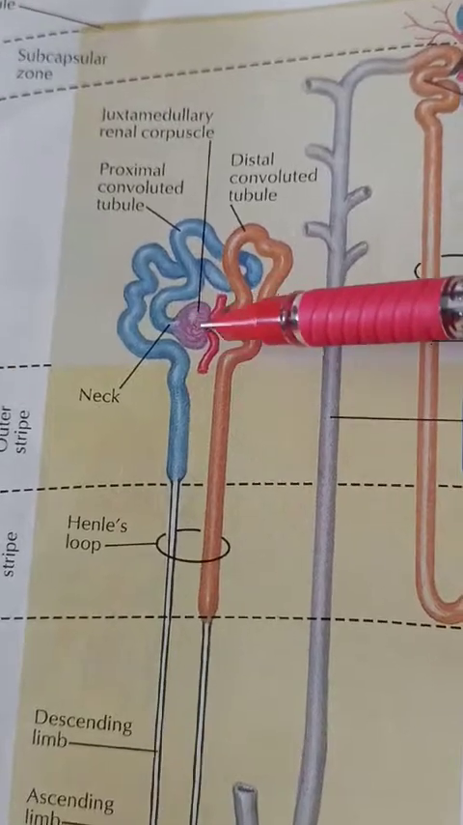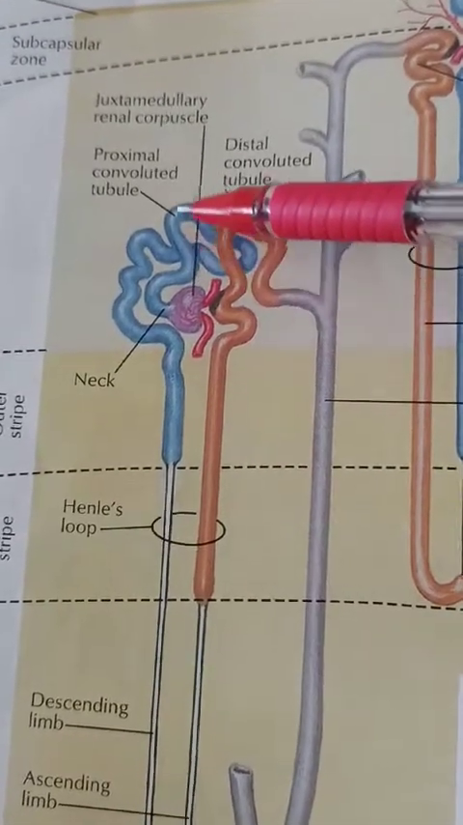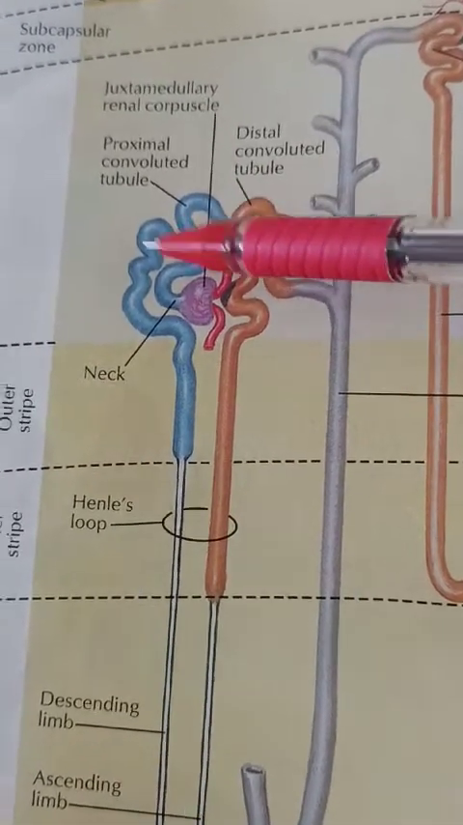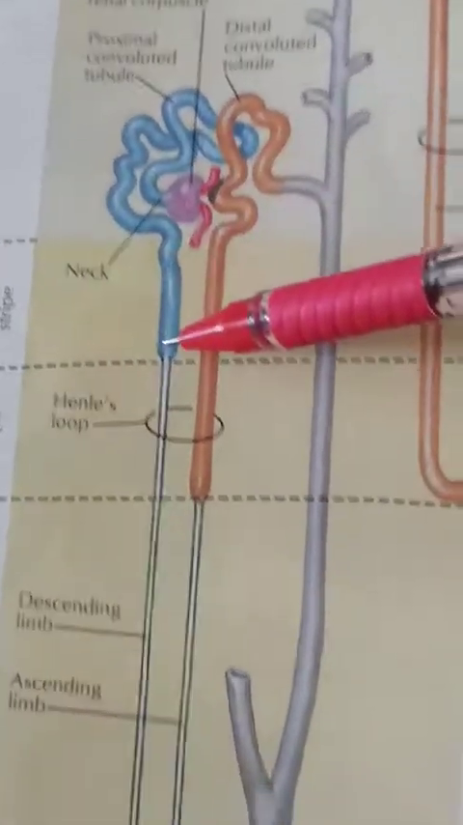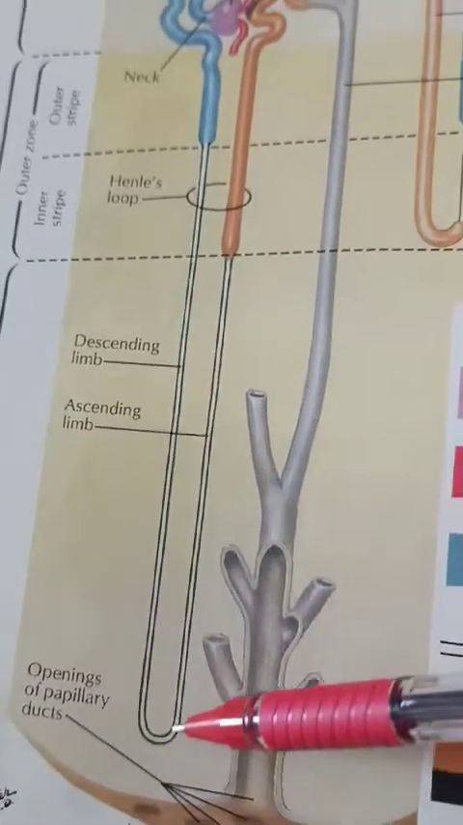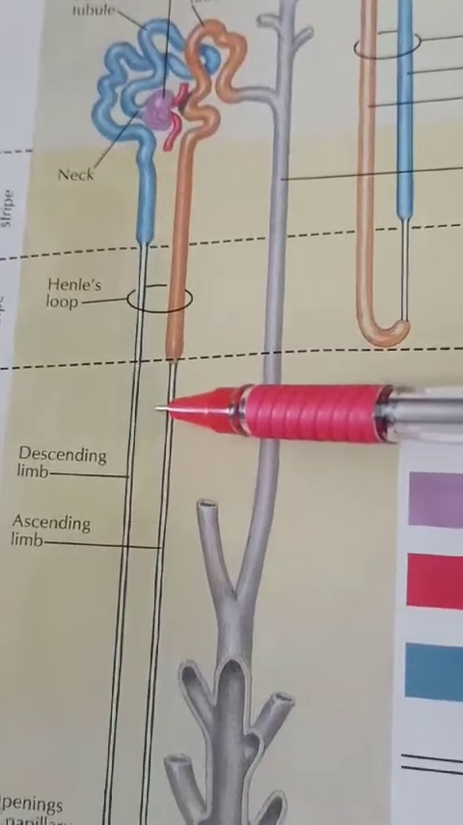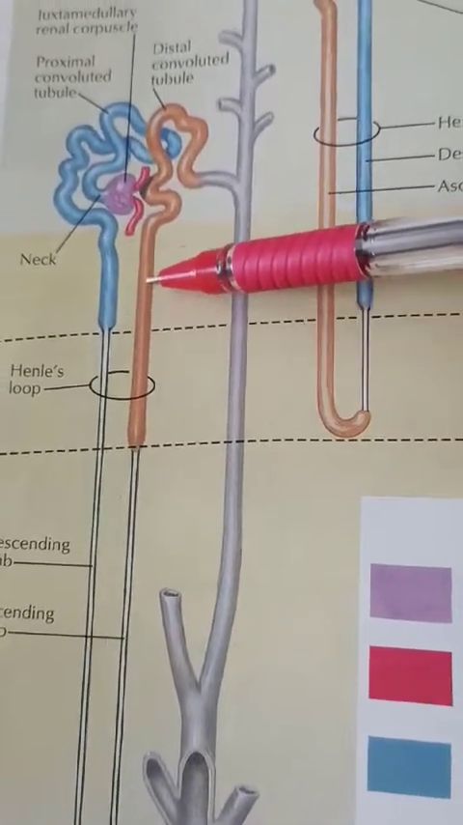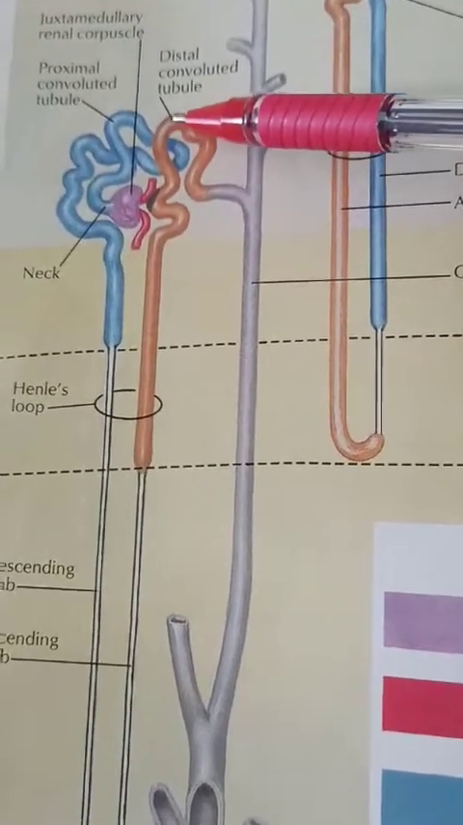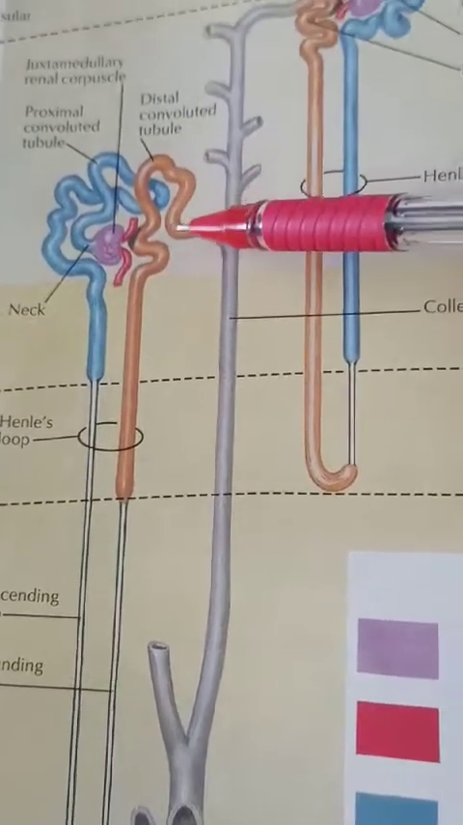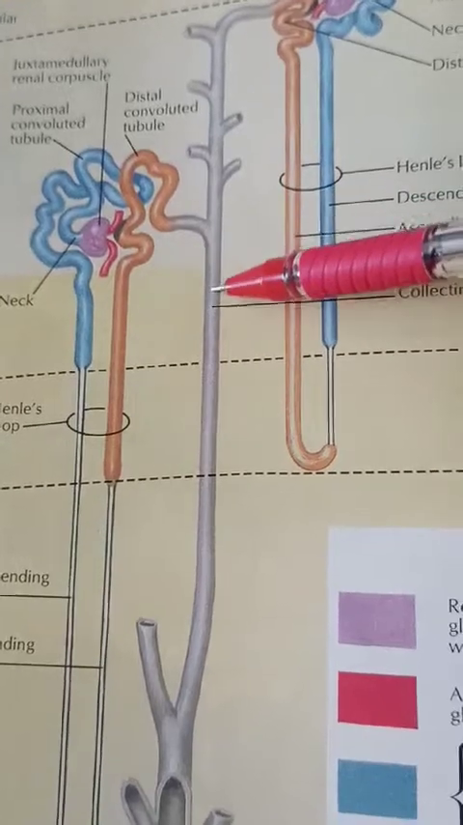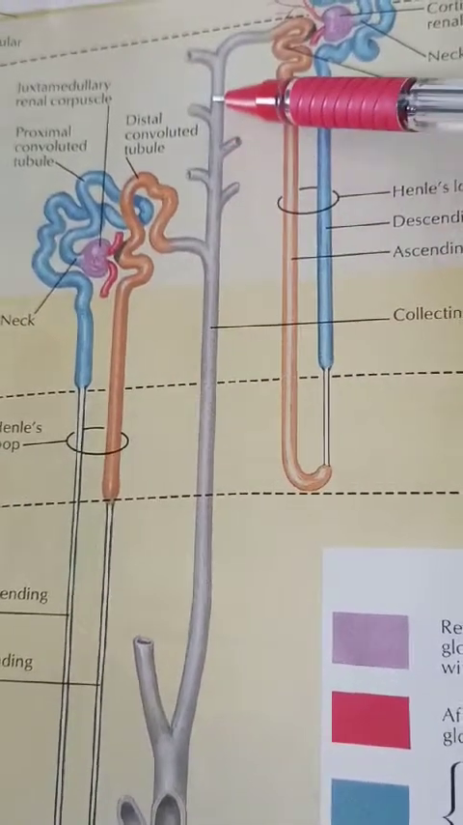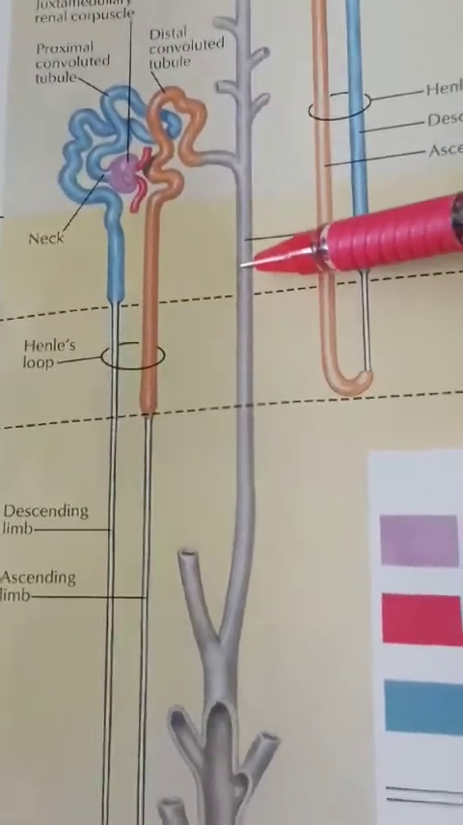This is the Bowman's capsule, and it has a convoluted tube known as the proximal convoluted tubule, and it has a narrow, U-shaped tube-like portion known as the loop of Henle. Here again a broadened tube can be seen. This is the distal convoluted tubule, and it finally ends in a collecting duct. This is the collecting duct. These are the parts of the nephron.